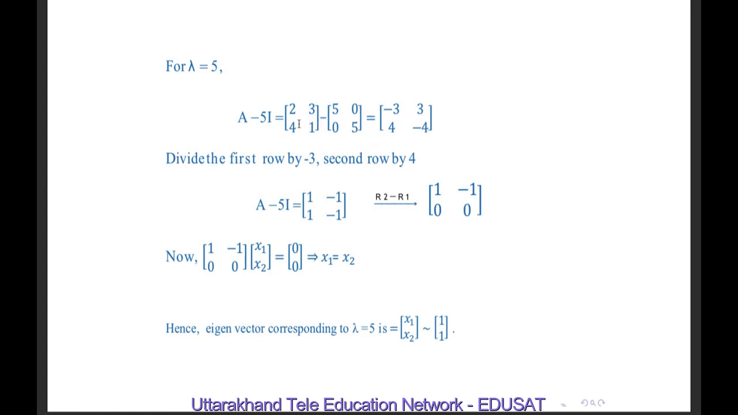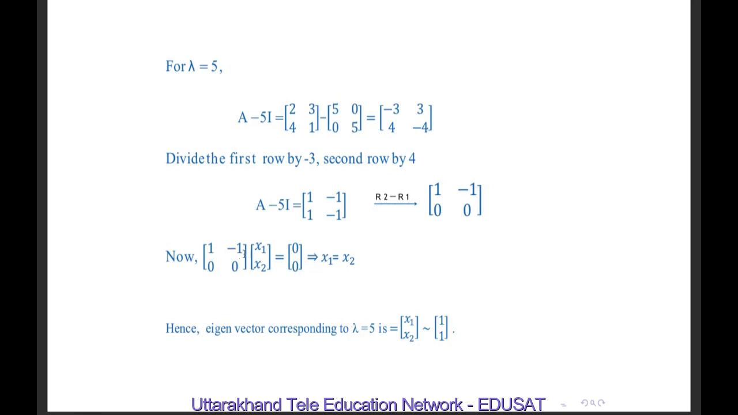So if we subtract 5I from A, we will get 2 minus 5, 3 minus 0, 4 minus 0, 1 minus 5. So this matrix is minus 3, 3, 4, minus 4. We divide the first row by 3 and the second row by 4. So we will get 1, minus 1, 1, minus 1. If we subtract the second row from the first row, we will get 0, 0. Here it is 1, minus 1.